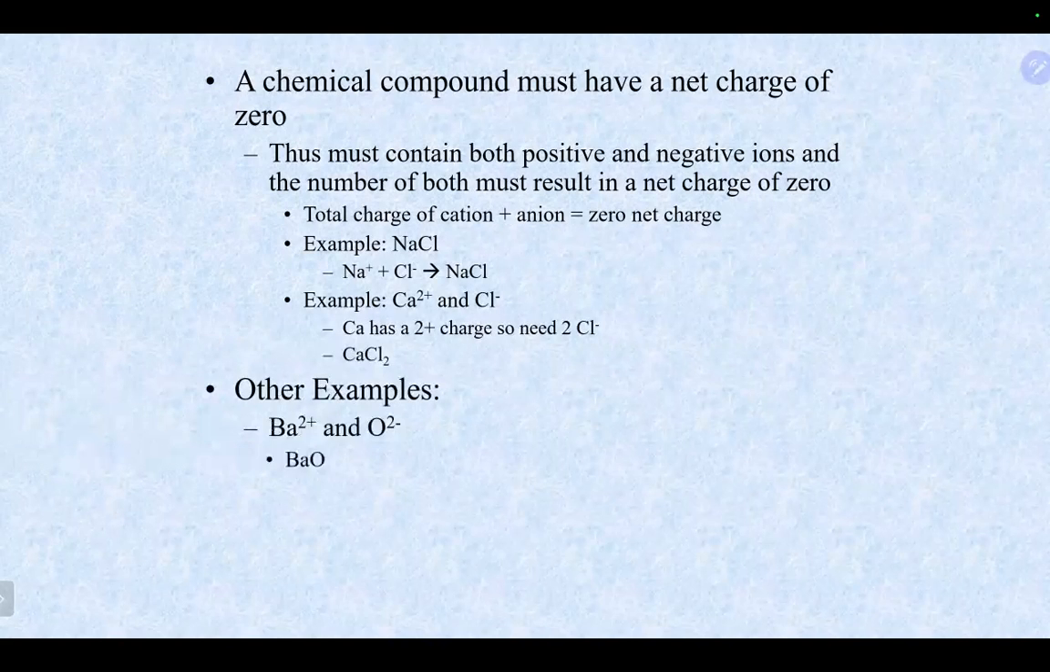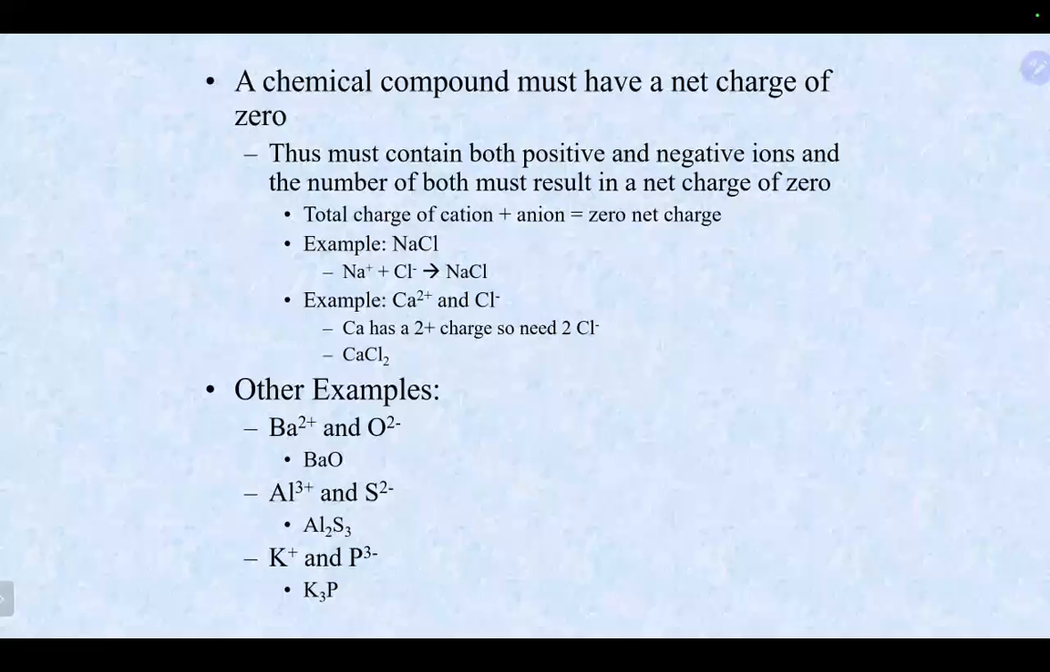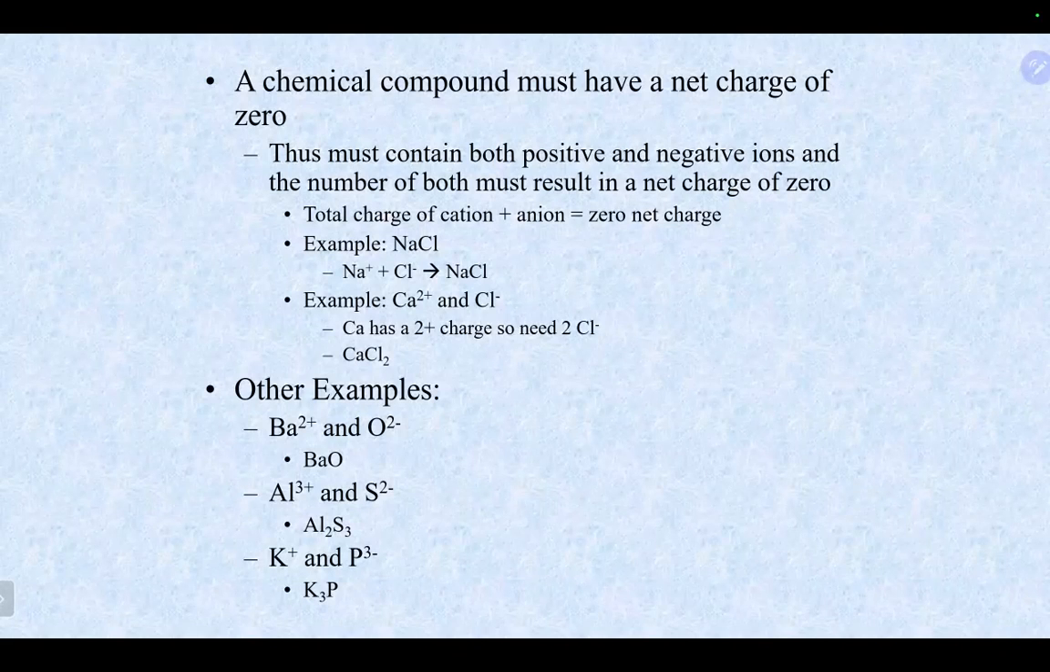So again, let's take a look at a couple of these examples here and see how we get to our formulas. If we put together barium, which has a +2 charge, and oxygen, which has a -2 charge, we just need one of each. So that is why the formula there is BaO. Once again, that formula has no overall charge, but is made up of two things with charges.